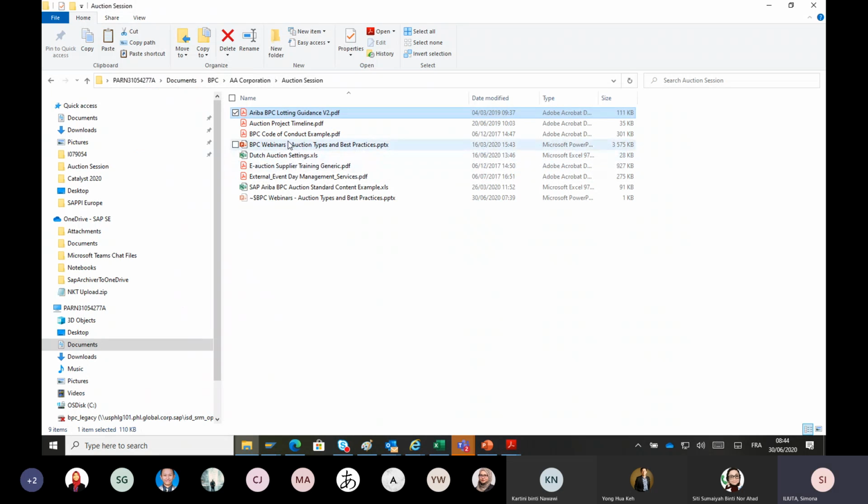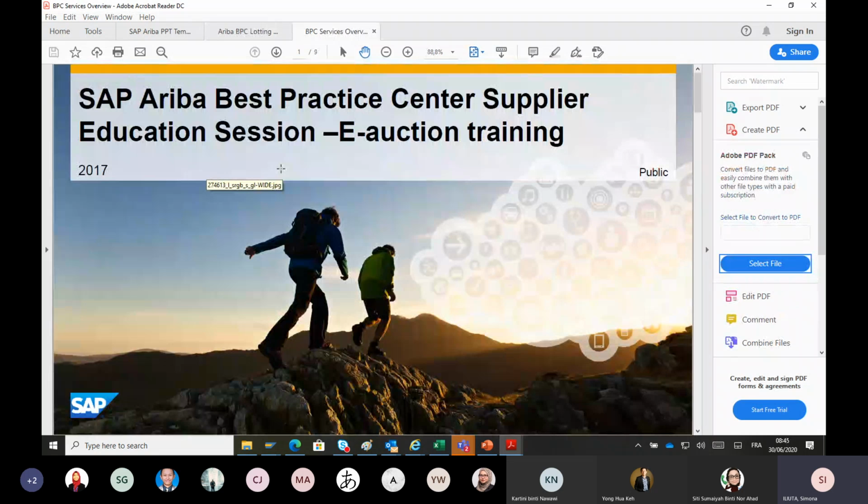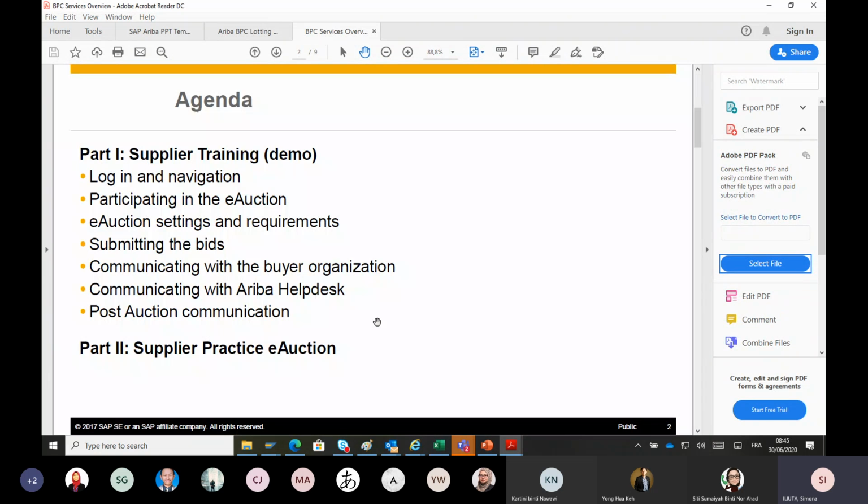Another document that I have been mentioning is the training. I have said that you need to run some training. This is an example of a deck that I've put together for customers where they can use it to drive their supplier training per auction. So each auction I have 1 hour.